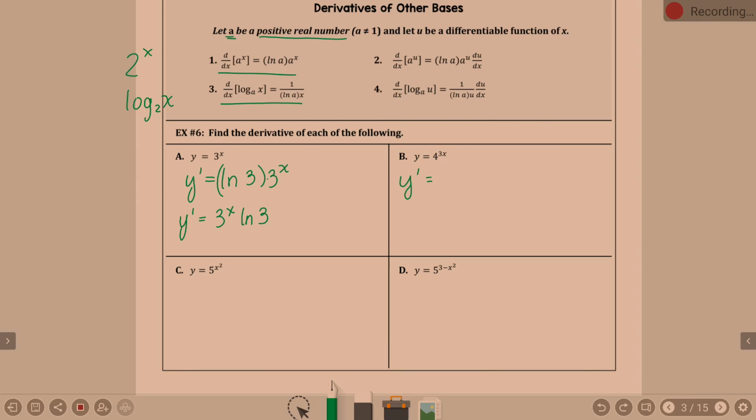So, derivative of 4 to some power is going to be what? Natural log of 4 times 4 to the 3x. Don't think hard. Yep, it stays as is. So that's the derivative of a to some power. But then what about the power in this case? Is there a derivative of 3x? Yeah. What is the derivative of 3x? It's 3.